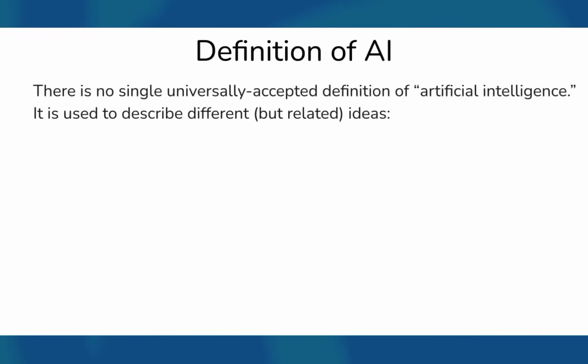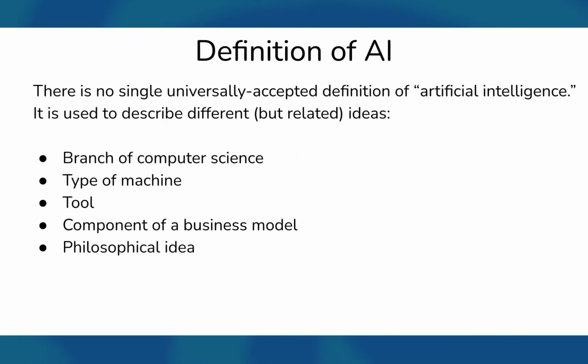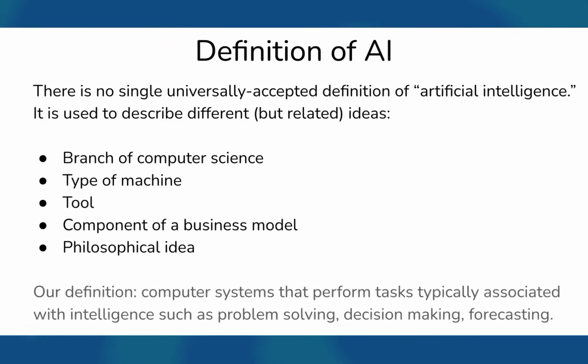There isn't a universally accepted definition of artificial intelligence. It can be used to describe a branch of computer science. Somebody could say an AI is a type of machine. Somebody could say it's a tool. It's just part of a business model. Some could use AIs in philosophical thought experiments. For our purposes, we'll describe AIs as computer systems that perform tasks typically associated with intelligence, such as problem solving, decision making, forecasting, etc.